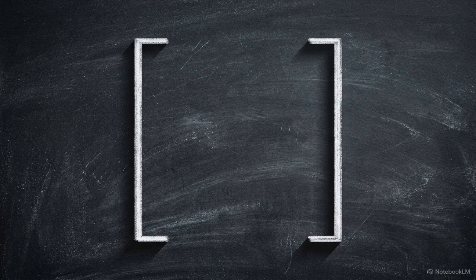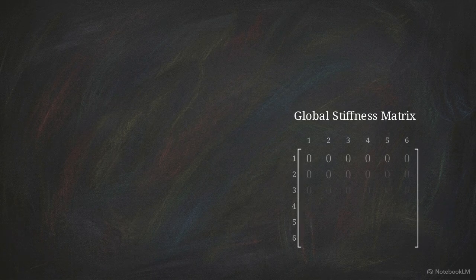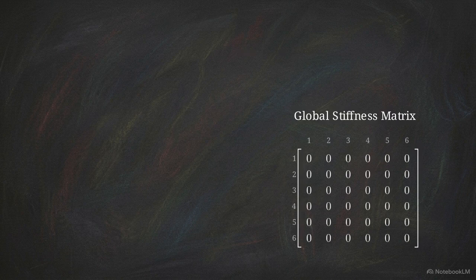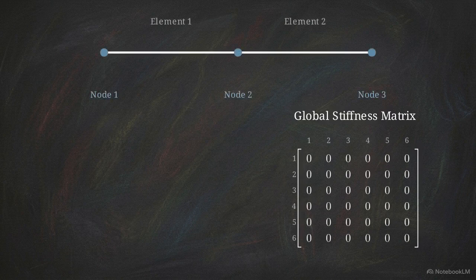Generating a global model requires constructing an entirely new matrix sized to fit the total system degrees of freedom. This grid represents the total system. To account for every variable, we initialize an empty 6x6 global matrix, where each row and column corresponds to one of the 6 degrees of freedom.